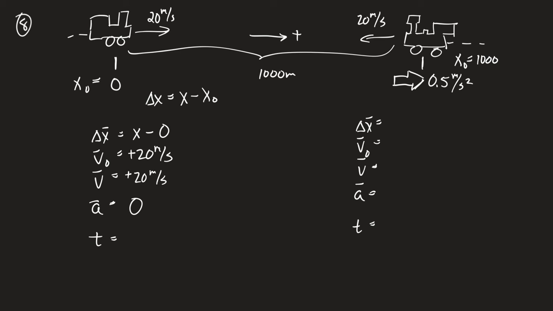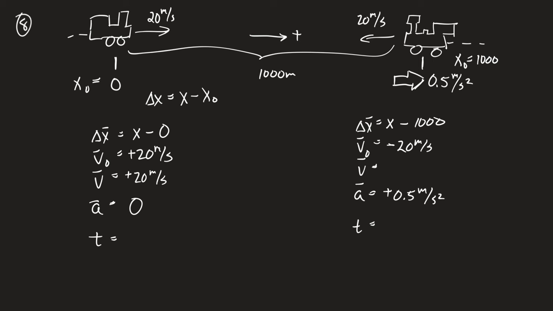Keep going. All right. Train on the right, delta X is going to be X minus 1,000. Right? Its initial position is positive 1,000, but delta X is X minus X naught. So everything good there? All righty. Initial velocity, minus 20 meters per second. The velocity for train 2 is to the left, so its velocity is negative. Final velocity, don't know, but acceleration is to the right, so that's positive 0.5 meters per second squared.